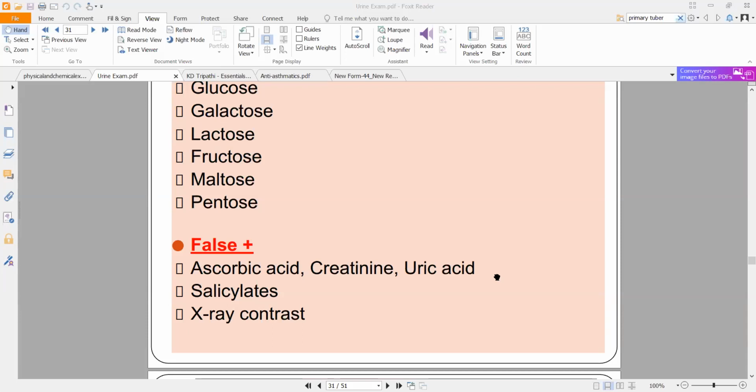You know what is an X-ray contrast? A small amount of chemical is injected. Sometimes nowadays it is not done, but that is injected and then you perform the X-ray for a better picture, especially in blood vessels and all. So that is X-ray contrast. That can again alter the result. Nowadays it is not that common. Okay, but in olden days they used to do that.